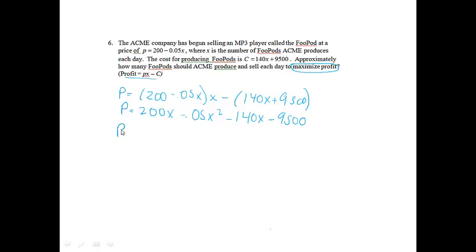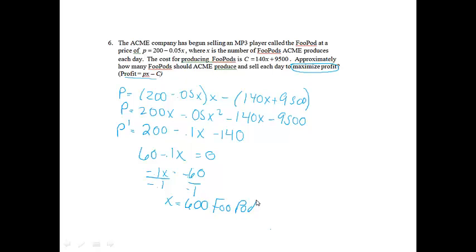Now I'm ready to take the derivative. So when I take the derivative, I'm going to get 200 minus 0.1x minus 140, and then that's done. I'm now going to combine like terms, and when I do that, I will get 60 minus 0.1x, and if I'm looking for a maximum profit, I do know I want to find the critical number, so I'll set it equal to 0. I'm going to subtract 60 from both sides, and now I'll divide by negative 0.1, and so x will be 600 FooPods.